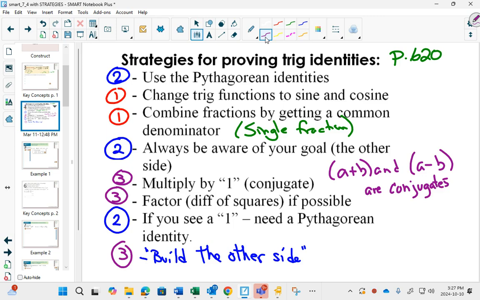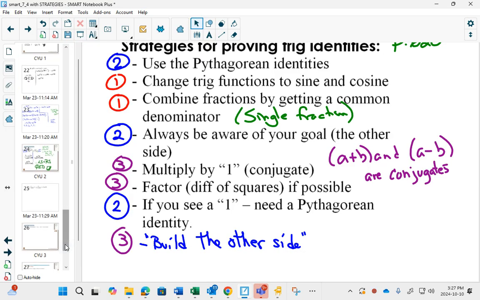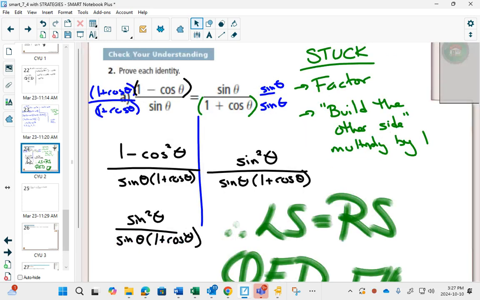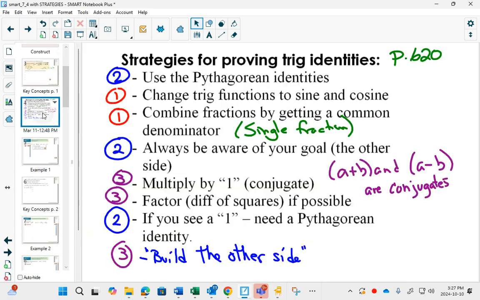So the question that we just solved, I'm going to point out what, here we go. The question that we just did had a conjugate in it. Right there, I multiplied this 1 minus cos theta by 1 plus cos theta. I multiplied by its conjugate. But I find that build the other side is easier to remember and also easier to visualize. So just getting a common denominator here makes this a lot easier. Okay, I'll scroll back because you probably weren't done, right?